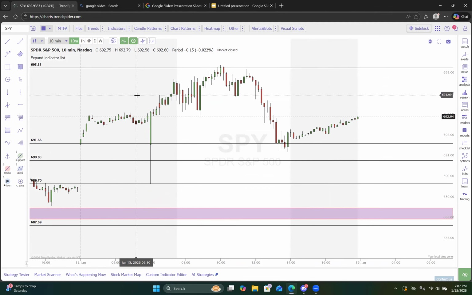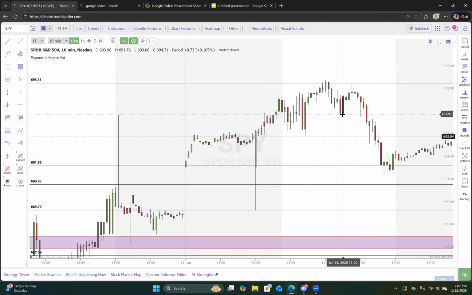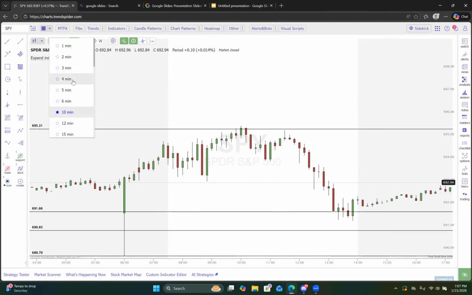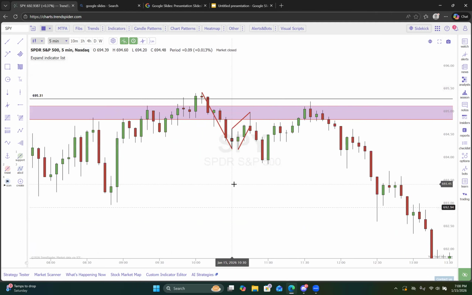But what good risk management would keep you from, if that bull flag you were playing didn't end up working out, right? Good risk management would save you. You're wrong on the trade, but if you have good risk management, then it's not really going to hurt you, right? You're going to be wrong. That's going to happen, right?